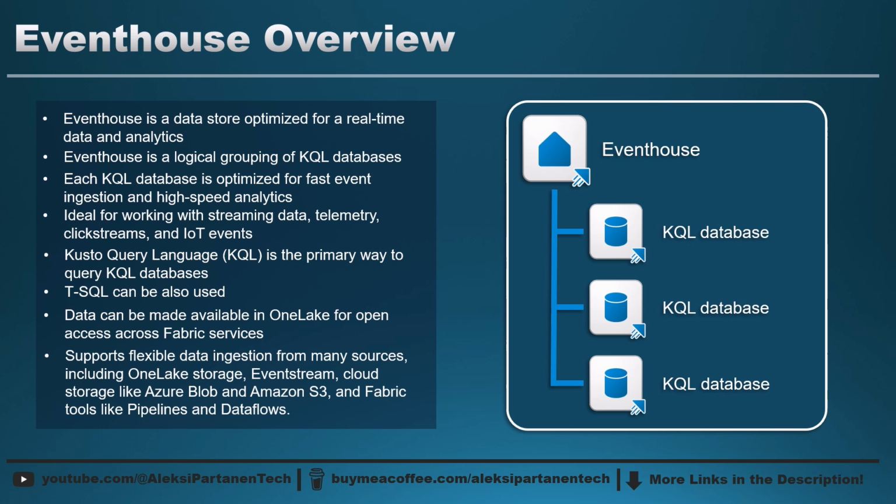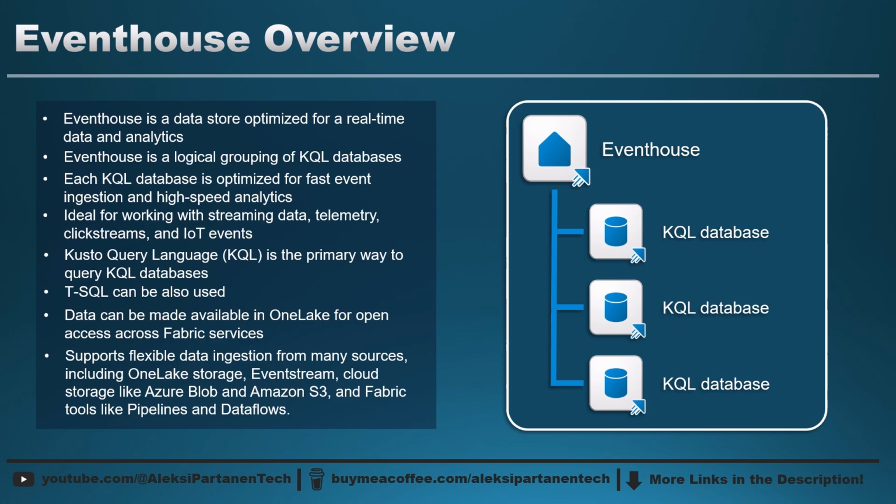Finally, Eventhouse supports flexible data ingestion from many different sources. You can ingest data from local files, OneLake storage, real-time event streams, Azure Blob Storage, Amazon S3, and also use Fabric data pipelines or dataflows. So overall, Eventhouse gives you a very flexible, high-speed platform for working with real-time data inside Microsoft Fabric.